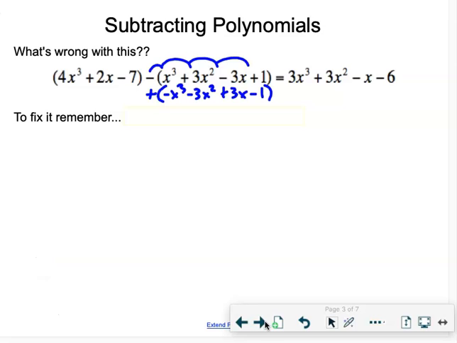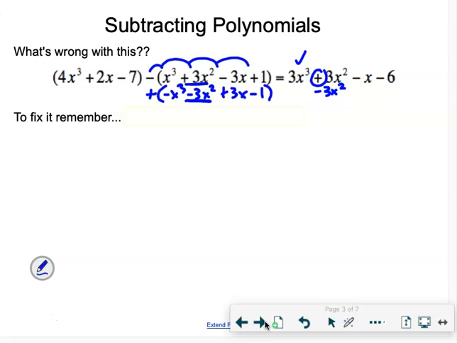Okay. So when we're looking at 4x to the third and negative x to the third, that is supposed to be 3x to the third. So this one is correct. We have a 3x squared in our answer. So we don't have any x squareds on the left, but we have a negative 3x squared on the right. So there should be a negative 3x squared in our answer, but this says positive 3x squared. So that looks like a mistake right there. So this should have been negative 3x squared.